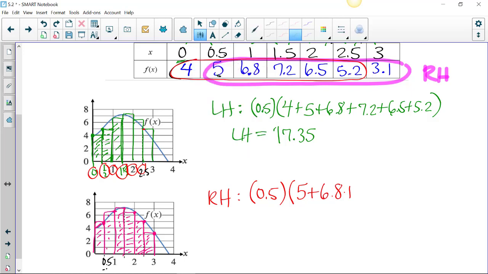All right, so I add up those 6 values. Let's make sure I have 6. 1, 2, 3, 4, 5, 6. Okay, so the right hand comes out to be 16.9. Now let's double check that for a minute. Which one is the bigger one? Which one overestimates?